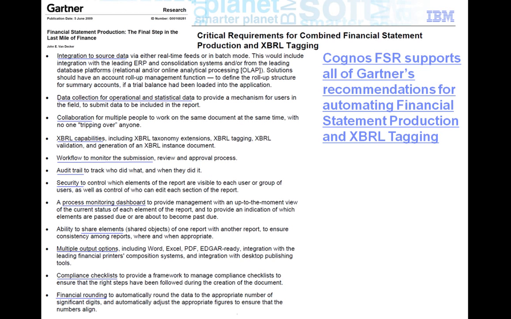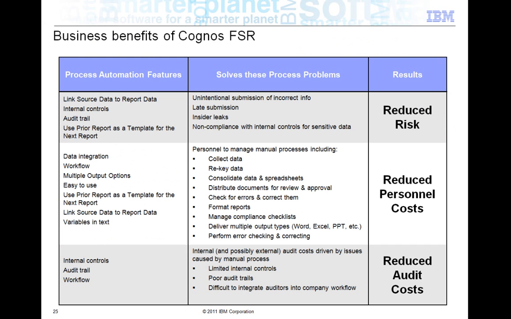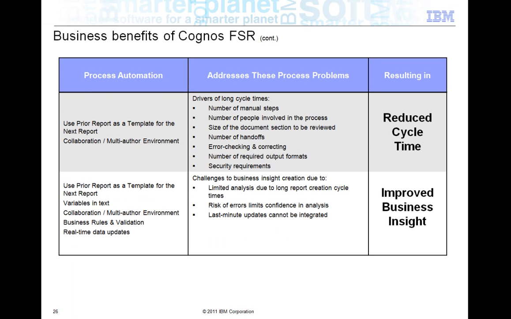Now, some of the overall core business benefits of Cognos FSR are around reducing risks, reducing personnel costs, and reducing audit costs in many instances, from a lot of the features that are inherent with Cognos FSR. Additional ones might be around reduced cycle time. I referred to it as you being in complete control of your timelines a number of times today, as well as improving your overall business insight.